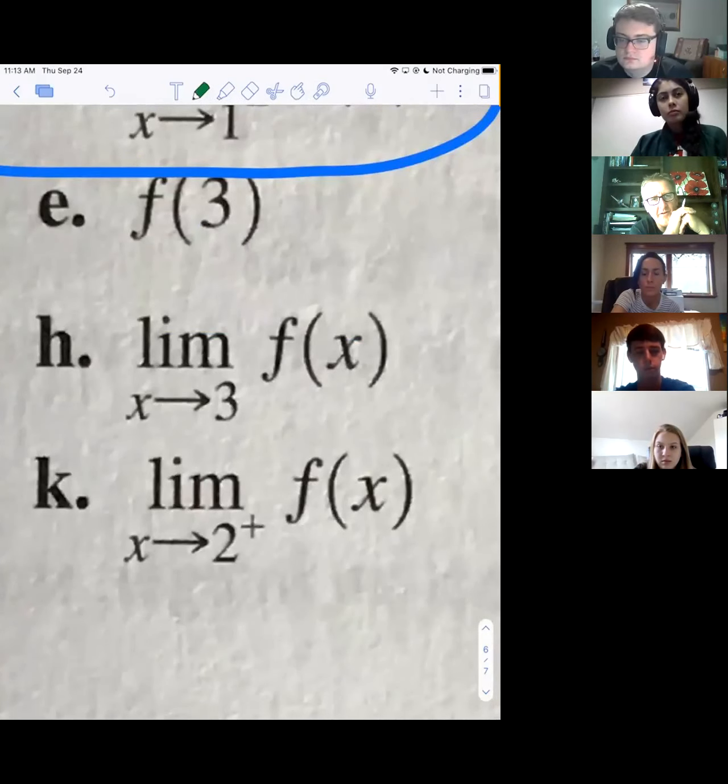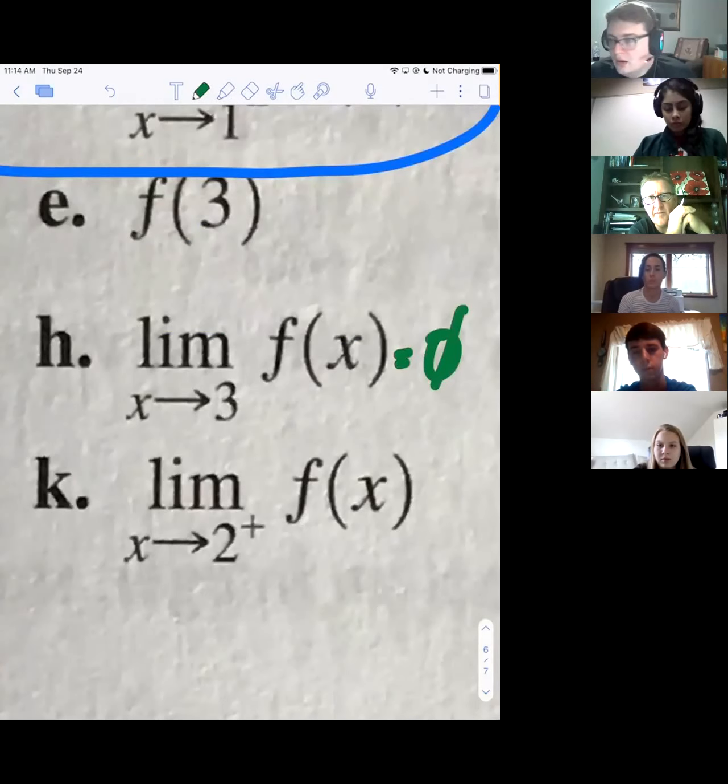Then what is the limit? What is the y value as x gets close to 3, considering it tries to be 4 on one side and tries to be 1 on the other? You don't take the average, you say no such animal. That's a symbol for nothing. There isn't an answer to this. This is weird.